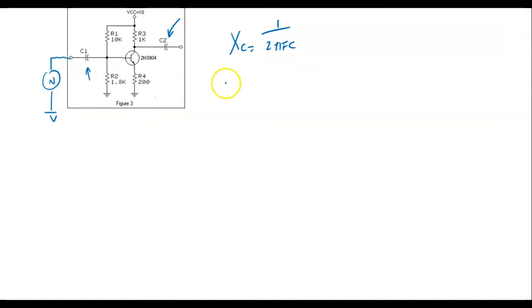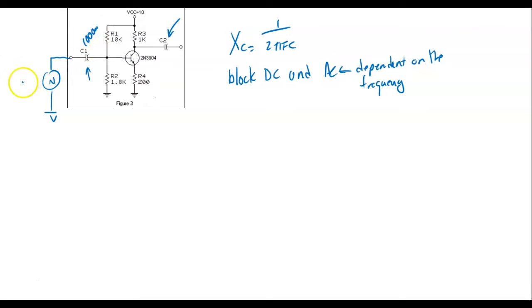One thing that's very important is a capacitor will block DC and pass AC. Now this is dependent on the frequency. So if I'm using a 100 microfarad capacitor right here, and we're bringing 1 kilohertz in, then X of C would be equal to 1 over 3.28 times 1,000 times 100 microfarad.